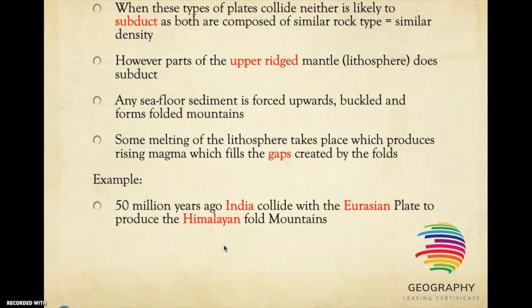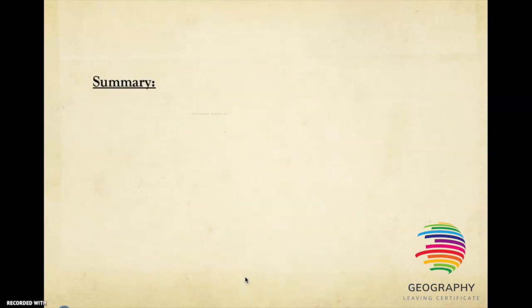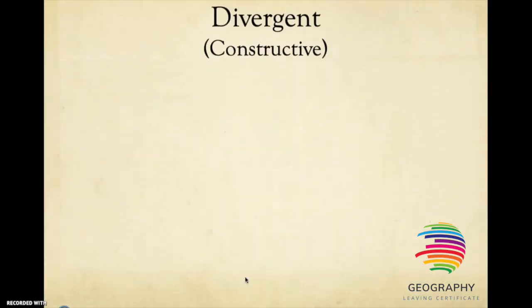Our example here is that 500 million years ago, India collided with the Eurasian plate to give us the Himalayan mountains. Now, India, believe it or not, is still colliding with Eurasia, and as is Africa. That's why the Himalayan mountains are still growing, at around 2 to 3 centimeters a year, the same rate as your fingernail grows. And again, the same idea, we found fish fossils up in the Himalayas as proof that they were once underwater. Summary there: fold mountains and major earthquakes and the formation of plutonic rock. I'll explain that plutonic rock later on, but it's the formation of granite.